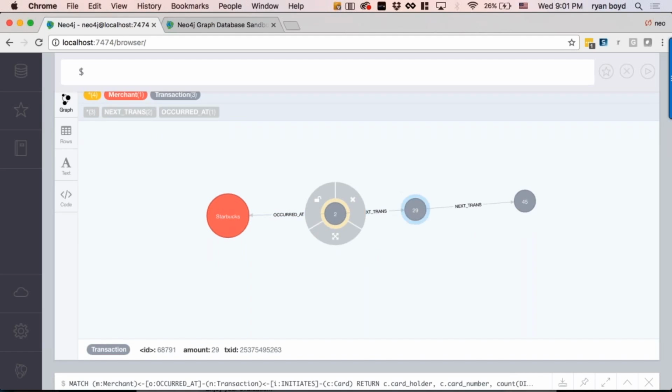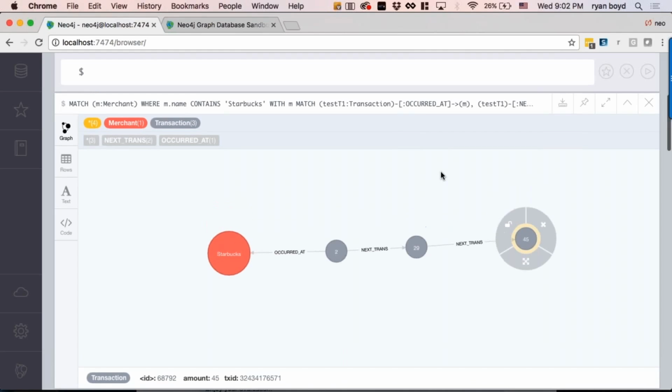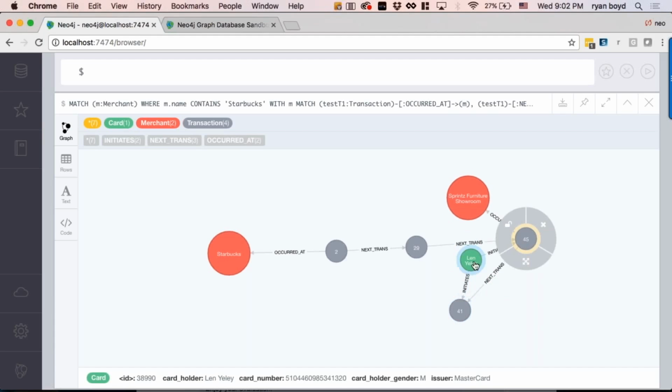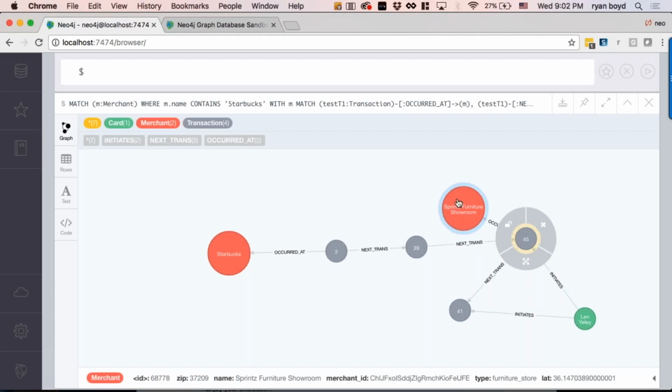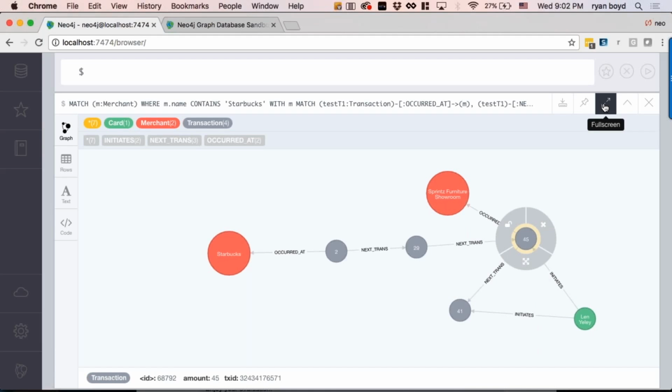And then you can see that they went on to do test transaction 2 at $29, and then eventually had a big meal at Starbucks for $45. I'm sorry, that's not actually a big meal at Starbucks. That is just an increasing order of transaction amounts, and this could have been at some other place. So let's dive in and see actually where this transaction was at. So if I double click on this node here, we can see actually that the $45 transaction was at a furniture showroom.